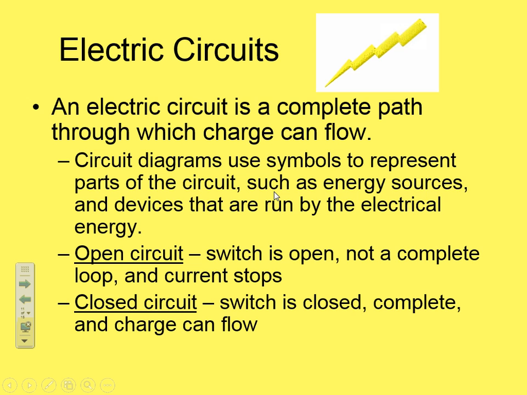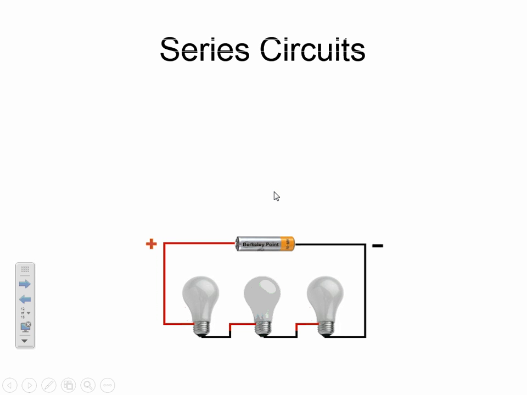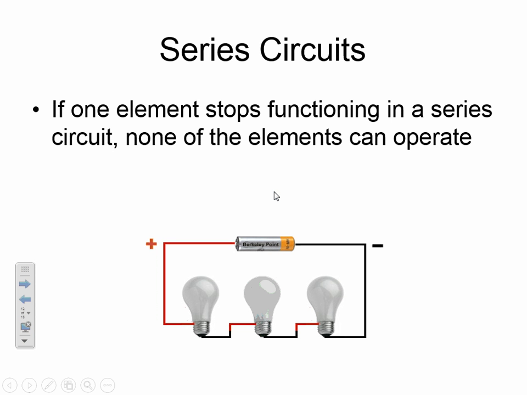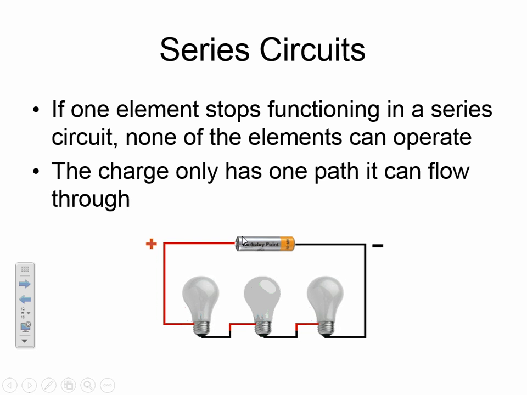So just a couple things with circuits. There are two types of circuits. One is a series circuit. And a series circuit is when everything is in one constant loop. So if one thing stops working, the entire circuit stops working. So if we follow this from positive to negative, we're going all the way around. If the line gets cut or one of these light bulbs goes out, the entire circuit is dead.